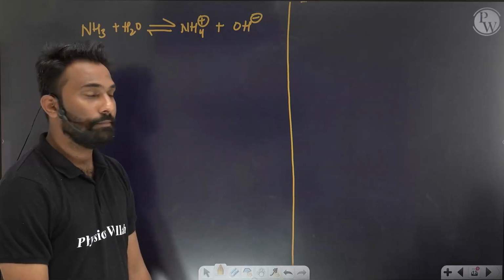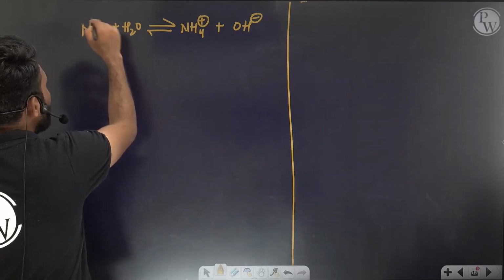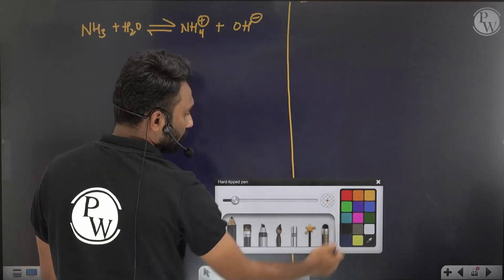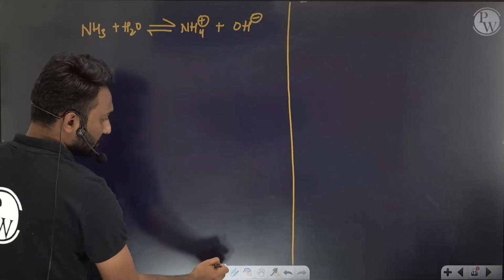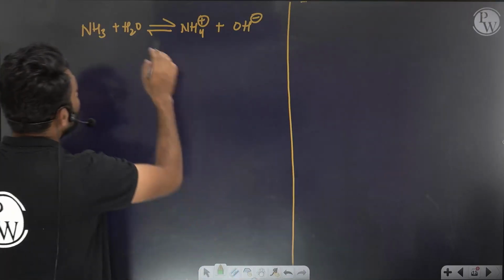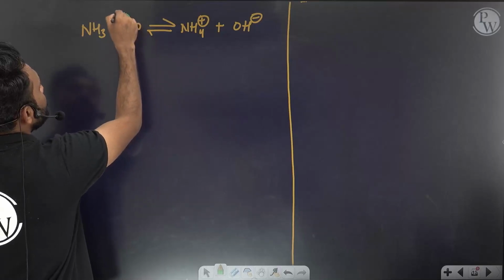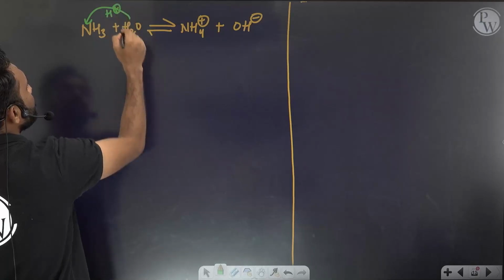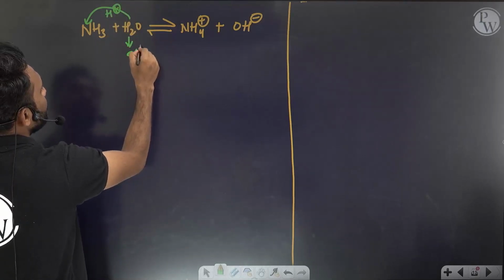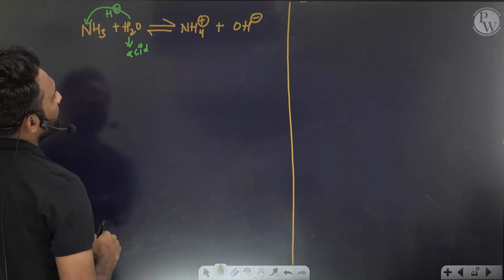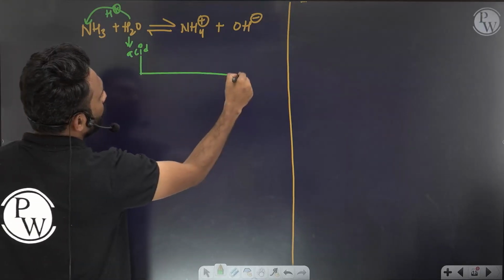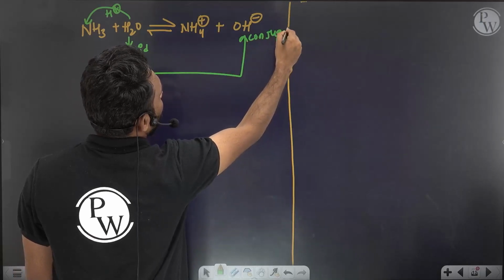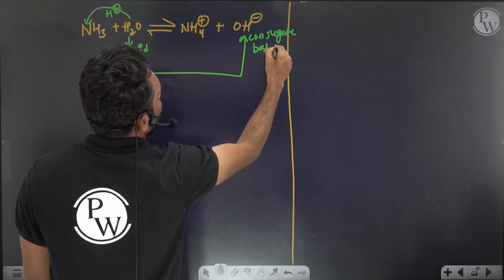Now look here, ammonia has accepted the H plus, which means H2O has given the H plus. So here H2O is an acid. Now the acid's conjugate base is OH minus.